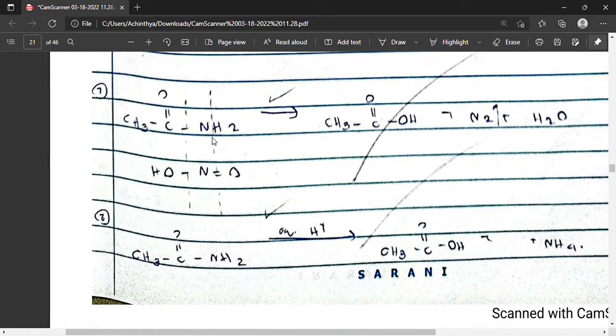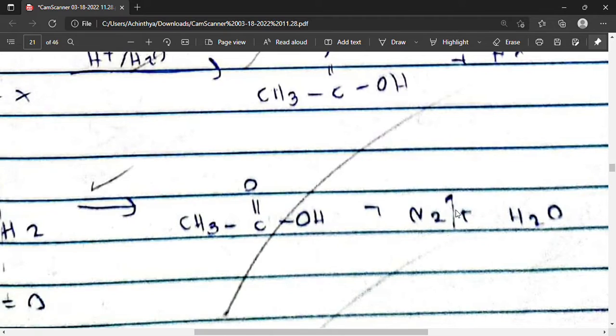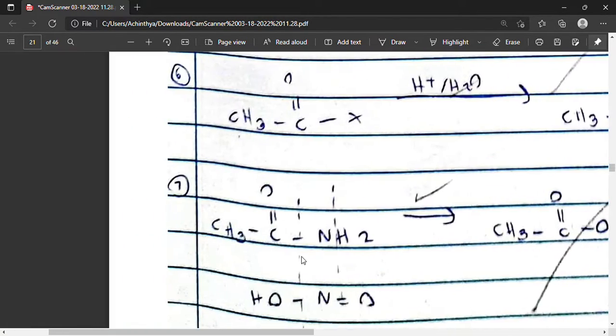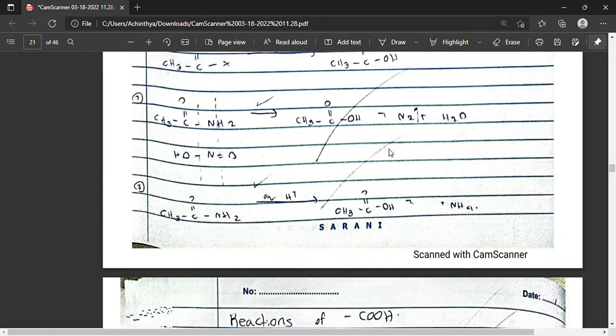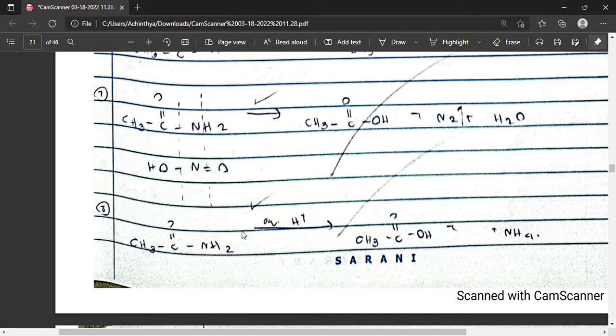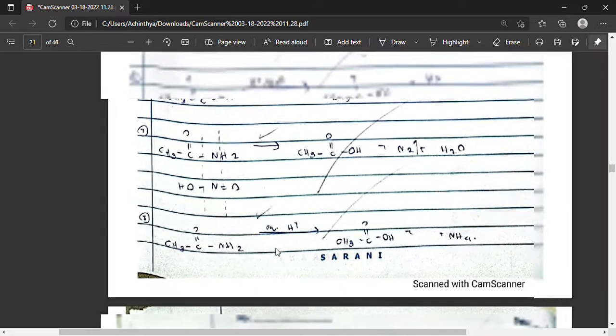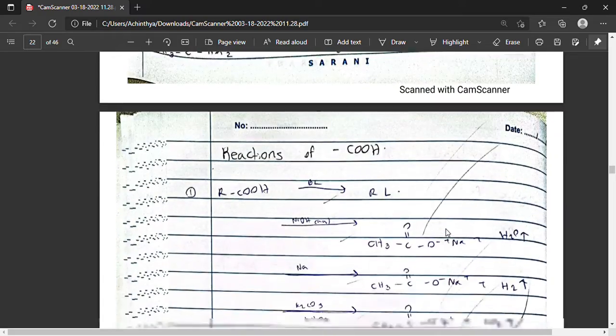Here we have an amide. We can react an amide with nitrous acid, HNO2, and we will get a carboxylic acid along with evolving nitrogen and water. As we can see, the carboxylic acid, the nitrogen and the water are formed. We can also add, instead of nitrous acid, the amide into any acidic solution, and we will still get the carboxylic acid and ammonia. Now these are how we prepare carboxylic acids.